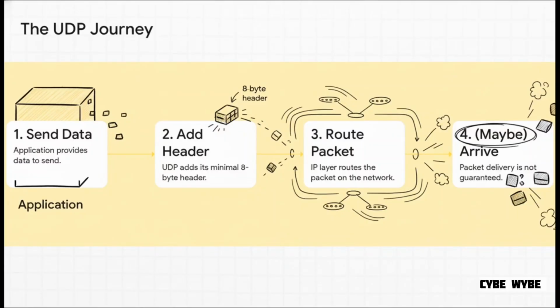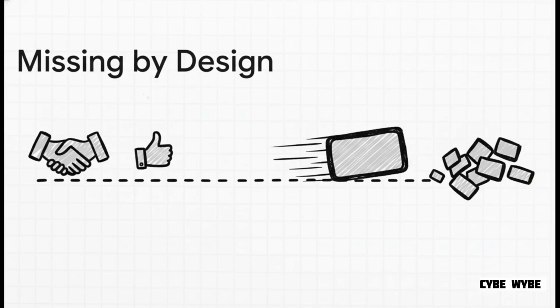The whole journey is just brilliantly straightforward. An application has some data, UDP just slaps that tiny 8-byte header on it and sends it on its way. There's no back and forth, no managing a connection. And then you get to step 4, and this is my favorite part: the packet maybe arrives. And that's not a bug, folks. That's the defining feature. To really get UDP, you have to appreciate everything it doesn't do. It's all about what's missing, by design.